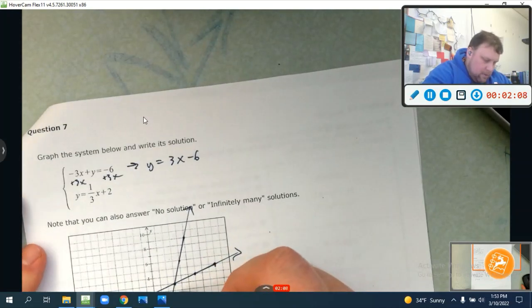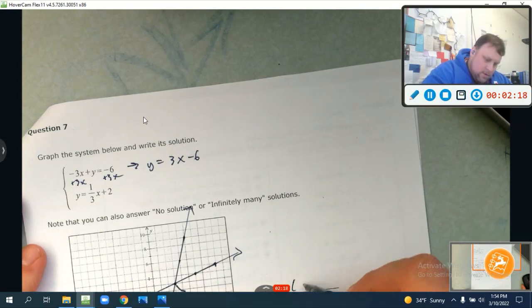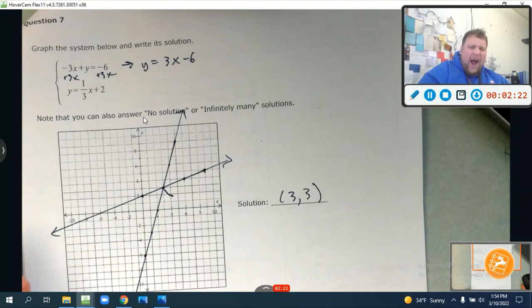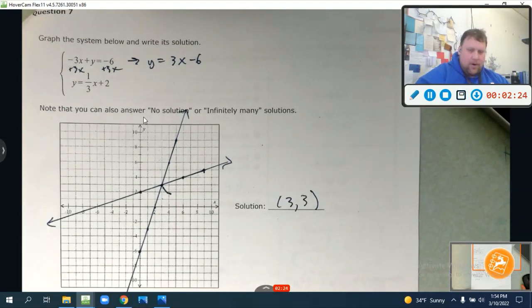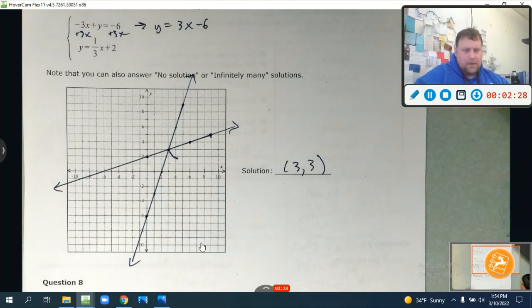And then we need to label this point. That point right there, that's the point 3, 1, 2, 3. So the solution is 3. Oh, excuse me. All right, awesome. See how we did that? Good stuff.